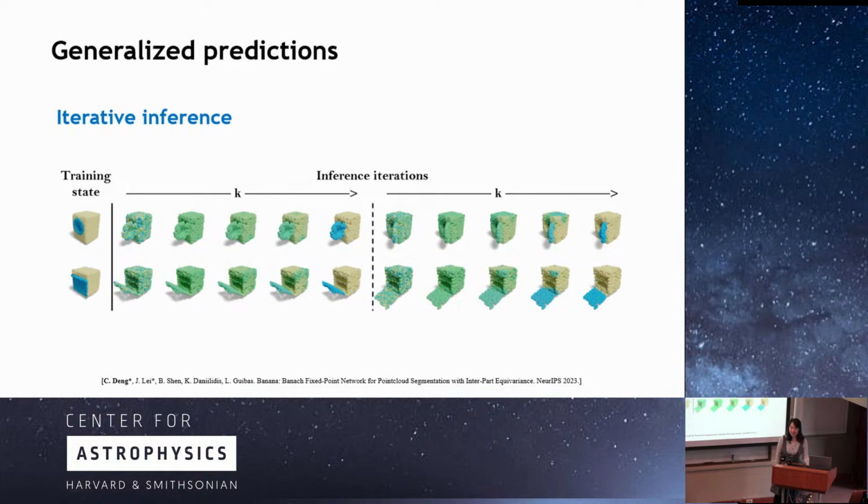Quick question. The training state, so let's look at your box at the bottom left. Do you have any training information that it doesn't open in the other direction?